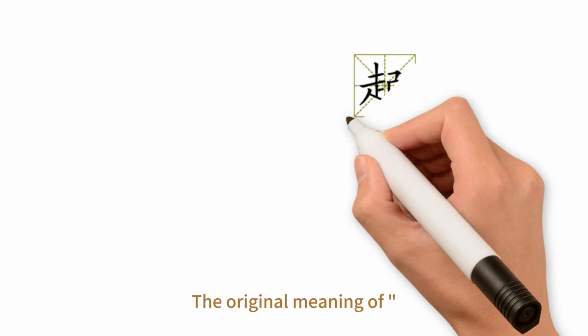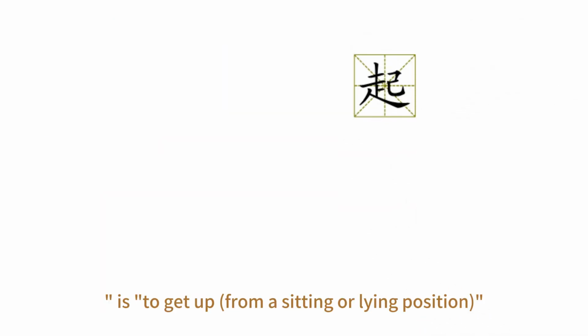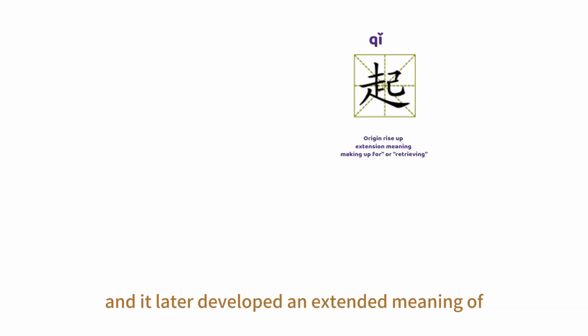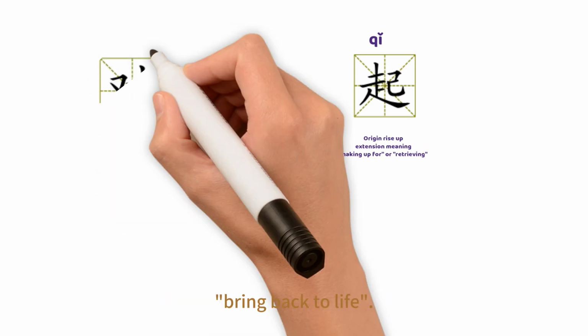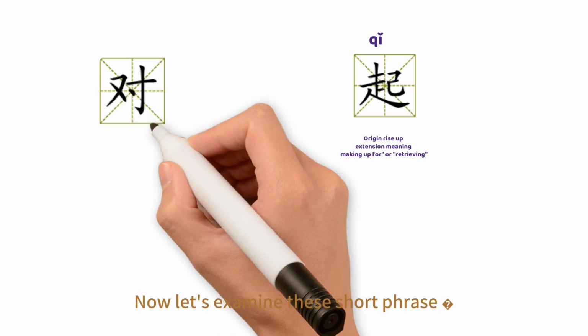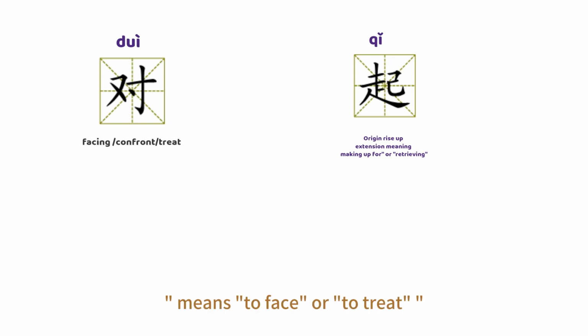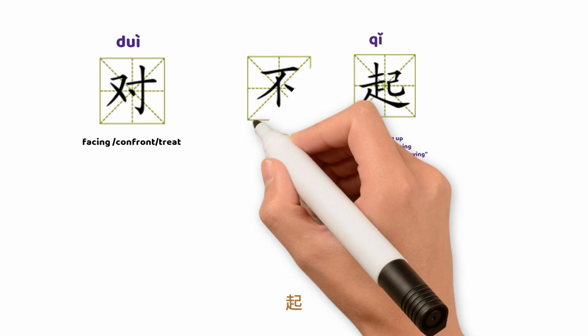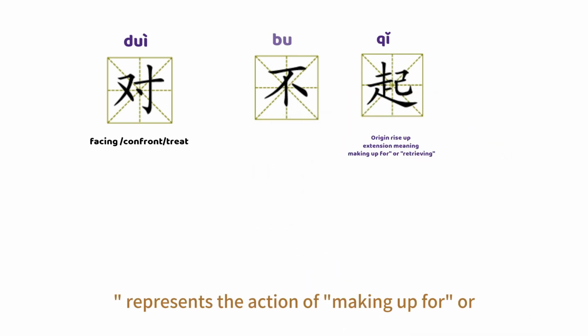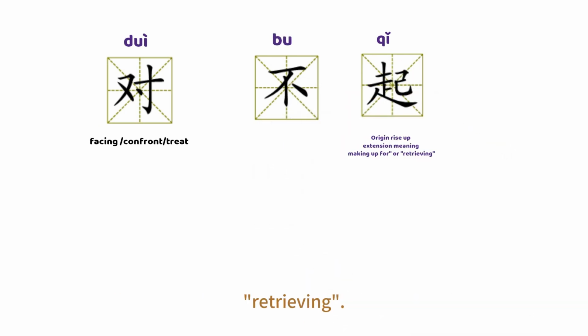The original meaning of 起 is to get up from a sitting or lying position, and it later developed an extended meaning of bring back to life. Now, let's examine these short phrases. 对不起. Among them 对 means to face or to treat, 不 is a negative word, 起 represents the action of making up for or retrieving.